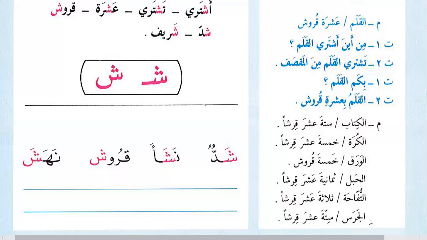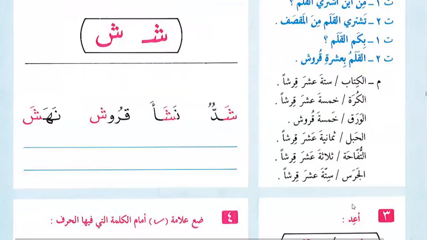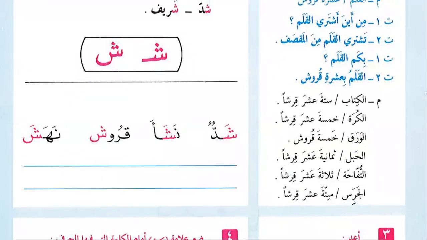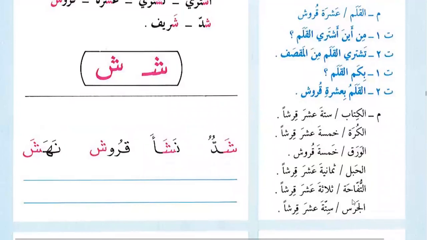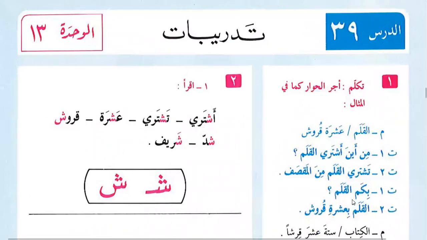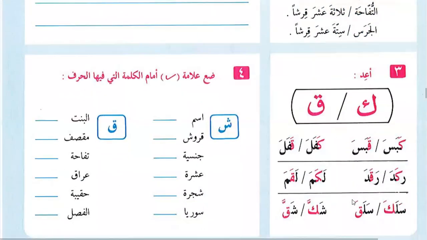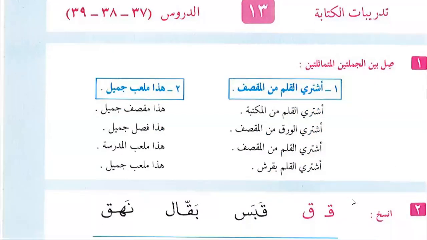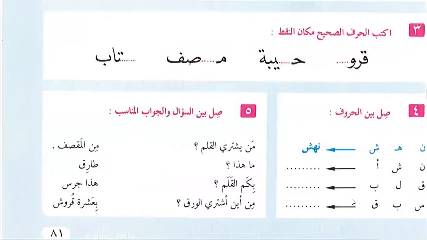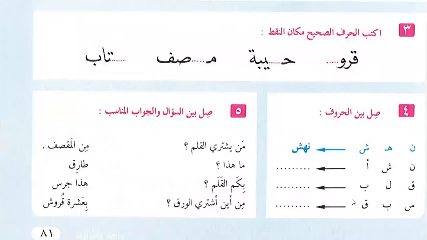Min aina ashtari al-jaras? From where can I buy the bell? Tashtari al-jarasa min al-maqsaf. You can buy the bell from the canteen. Bikam al-jaras? How much is the bell? Al-jarasu bi sittata ashara kurushan. The bell costs 16 kurush. Uktub al-harf as-sahih makan an-nuqta.